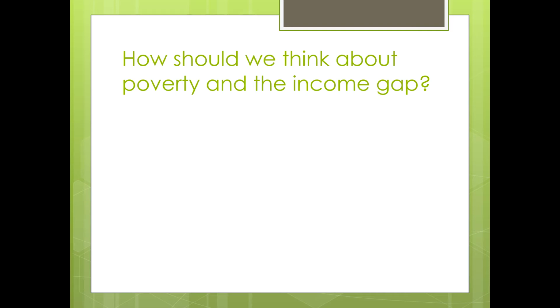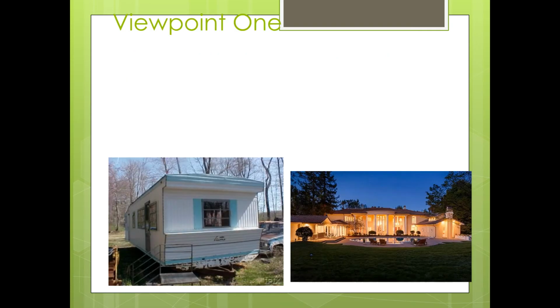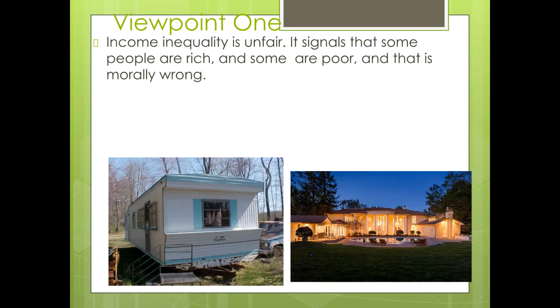So how should we think about poverty and the income gap? How should we process this? Well, obviously, I cannot tell you how to process it. I'm just going to give you some viewpoints. So the first one is this. Some people look at these two pictures on the screen, the beautiful, gigantic mansion with the pool and the trailer home. And some people believe that that is unfair.